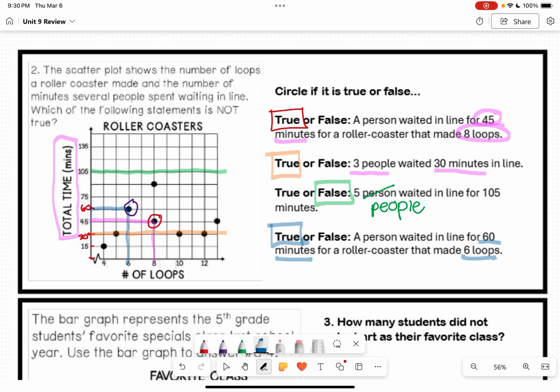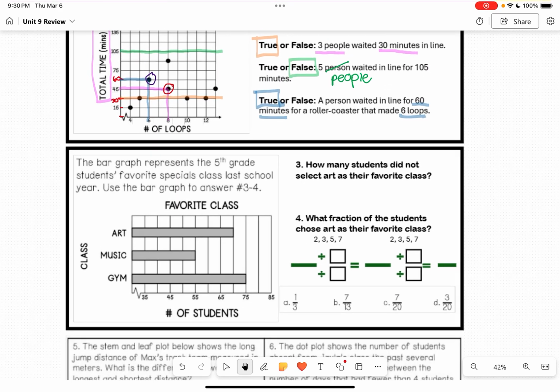All right, and that is it for number 2. We found our false statement, which was the 5 people waited in line for 105 minutes. Okay. All right, let's keep going.